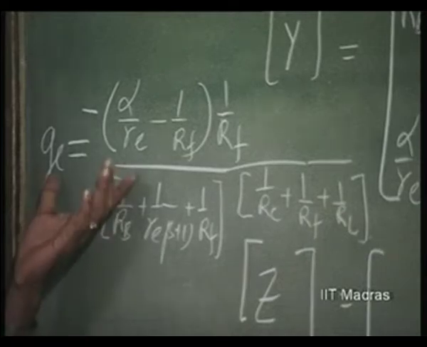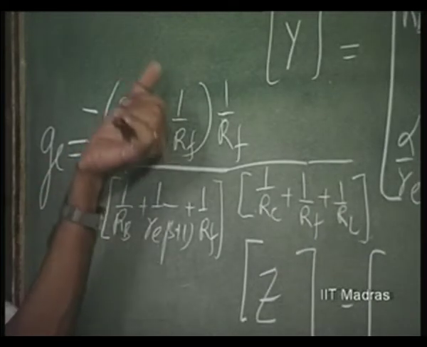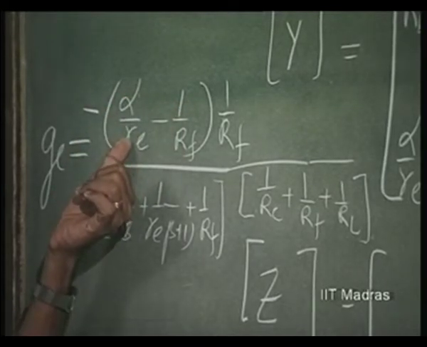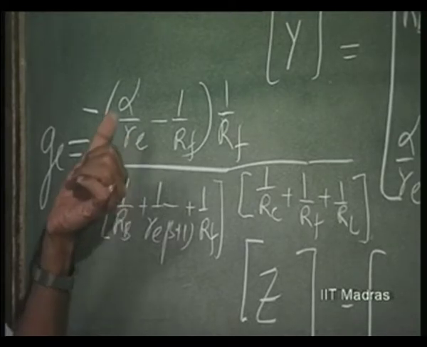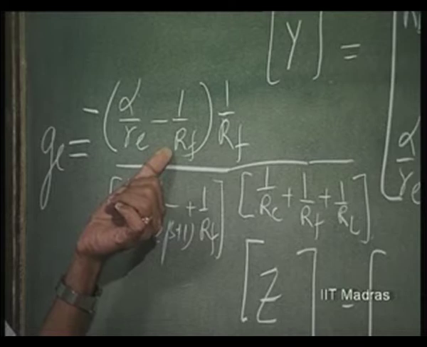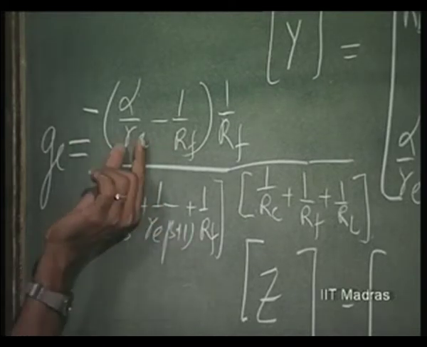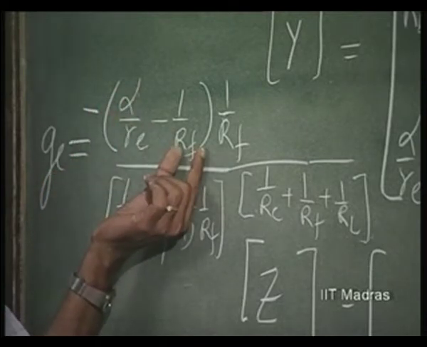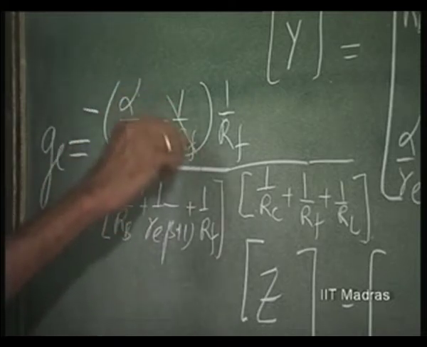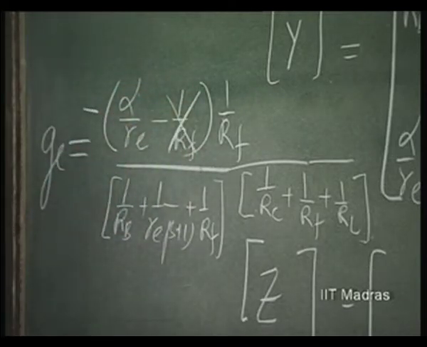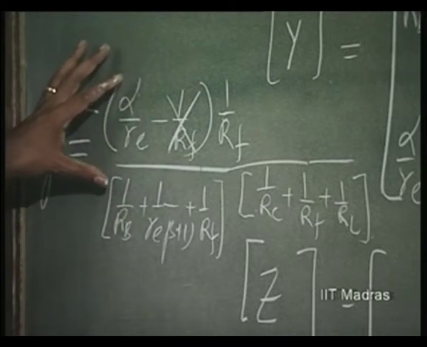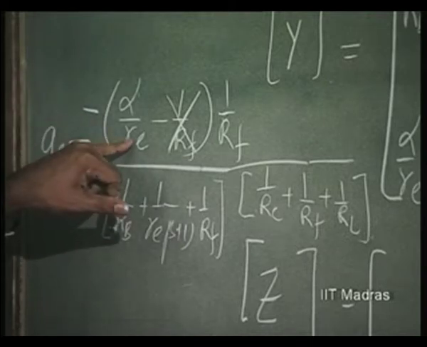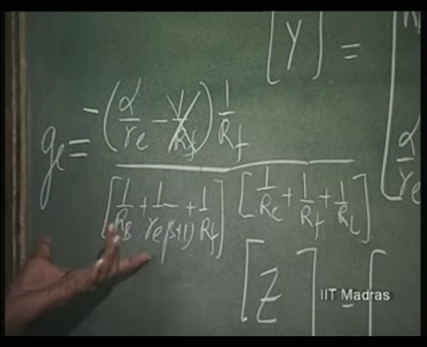So, this is negative. There is no problem in this being negative as long as this whole quantity remains negative. That means alpha over Re should always be greater than 1 over Rf. This is normally the case, because Re is of the order of tens of ohms, alpha is 1, and Rf is of the order of kilo ohms. So, normally this is neglected in an actual design, because we make sure that it always remains negative feedback. So, this factor always dominates. This is the loop gain.